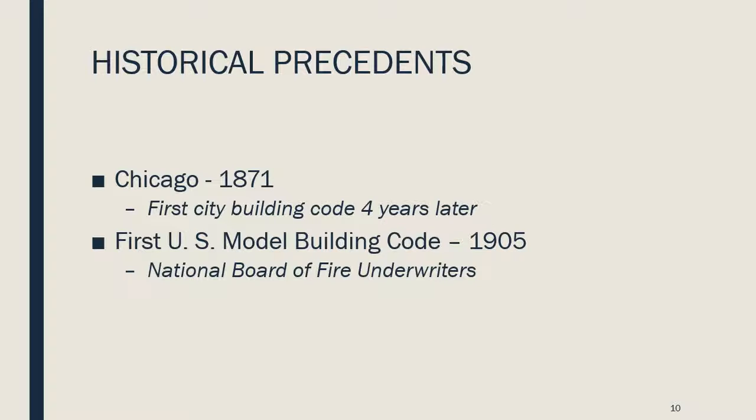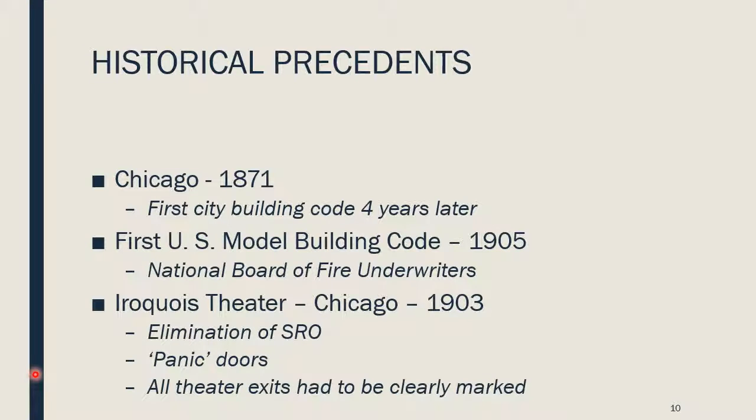Now, an underwriter is an individual who evaluates risk and exposure for the purposes of issuing insurance. So you can see that the people who write insurance are going to be interested in the buildings being safer for fire to limit the payouts. Then there was the Iroquois Theater Fire of 1903, also in Chicago. It was the worst U.S.